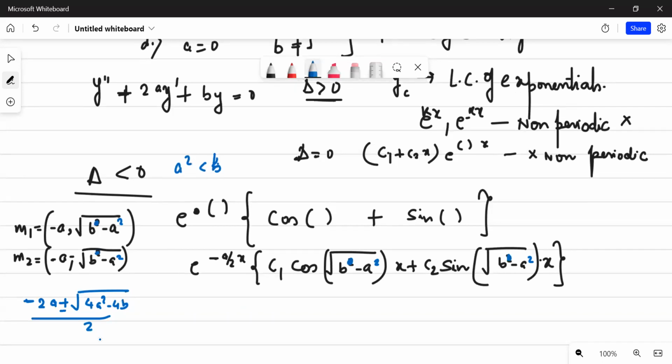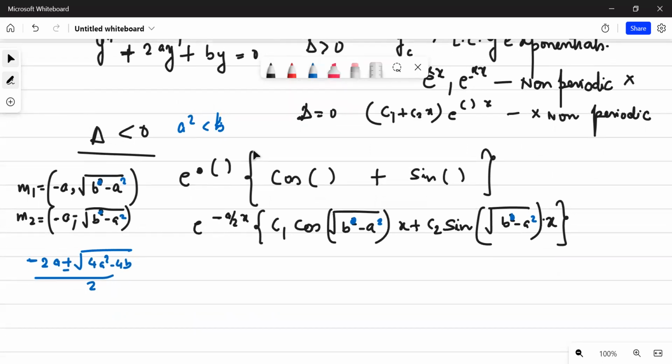So what I'll do, I'll simply take a common out from here. So b minus a square minus 1 would be taken common out. And I think this is clear. Is that clear or not? कहाँ चले गए सारे बच्चे? Is that clear or not?